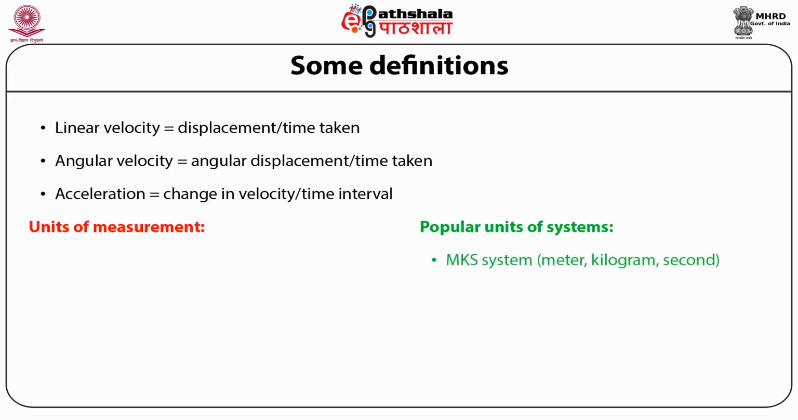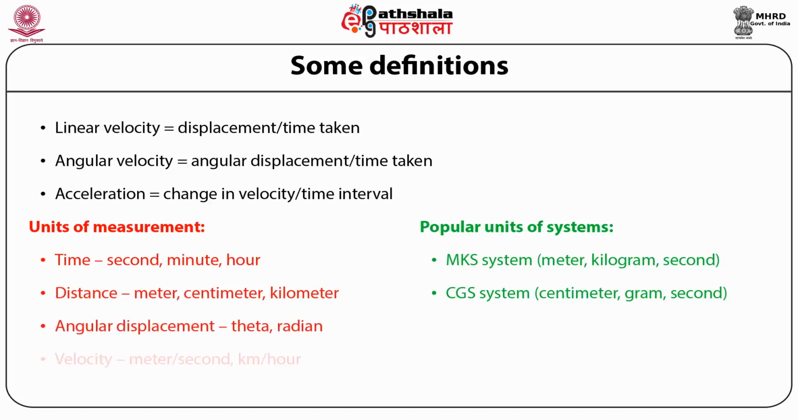So there are units of measurement involved here, which we already at some point of time talked about. MKS system of units, where meter, kilogram and second are the basic units. Second popular system of units is the CGS system, where C stands for centimeter, G stands for gram and SS stands for second. So time, distance, angular displacement, velocity, acceleration, all these physical variables are actually some of the most basic physical variables which are used to describe other physical variables.